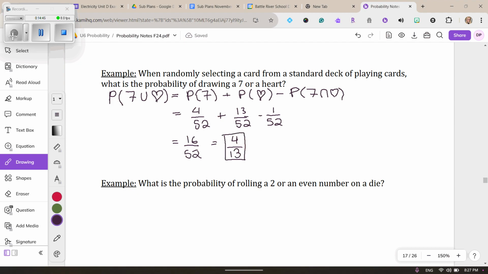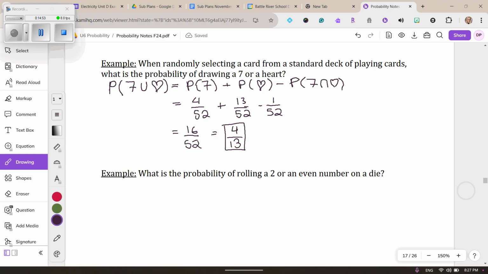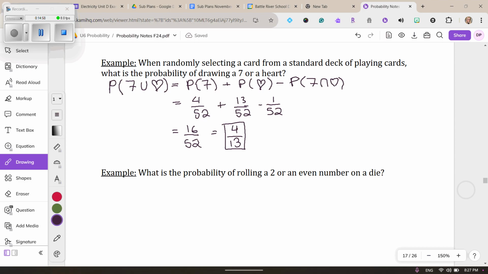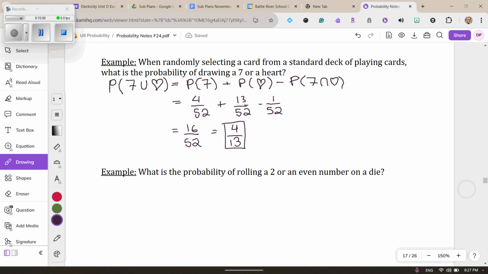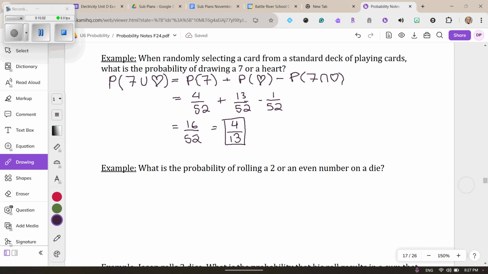So these events, once again, are not mutually exclusive, or non-mutually exclusive, because you can have something happen in the same trial. You can have that 7 of hearts happen in the same trial, which is part of both of those events.